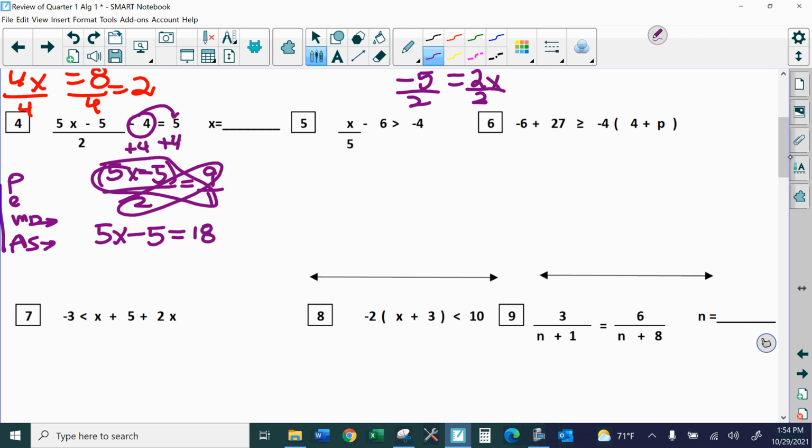Last step, not last step, but now we're back to reverse PEMDAS. Add or subtract across, plus 5. 5x equals 23. And last step, divide by 5. So 23/5 is my answer. Okay, reverse PEMDAS again. Add the 6 across.